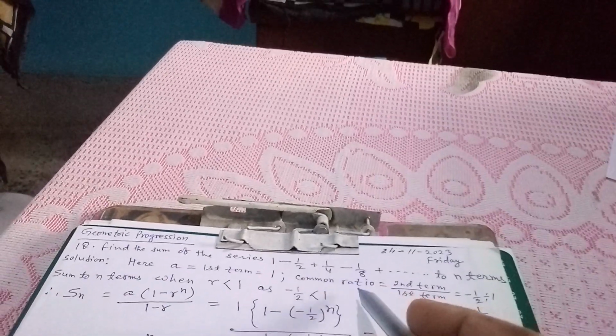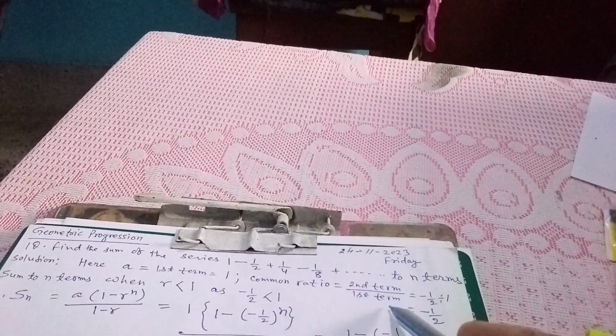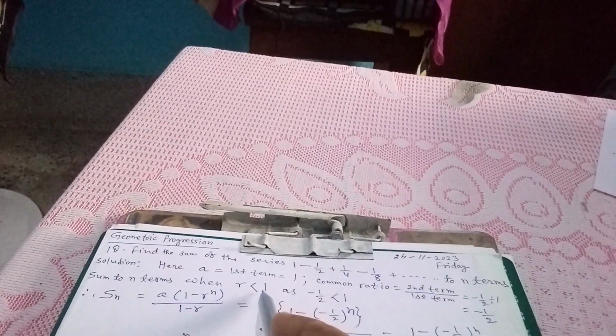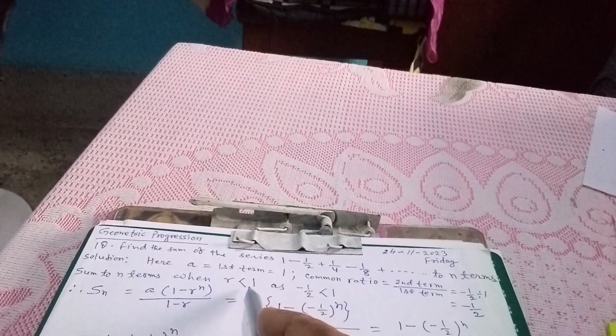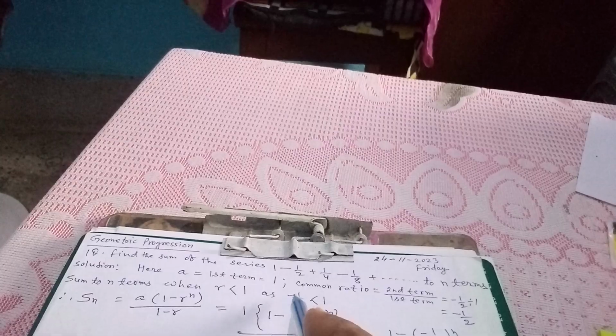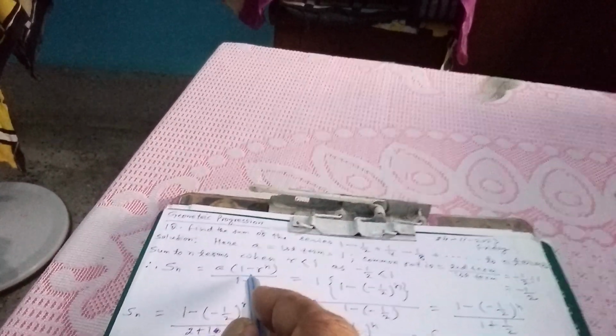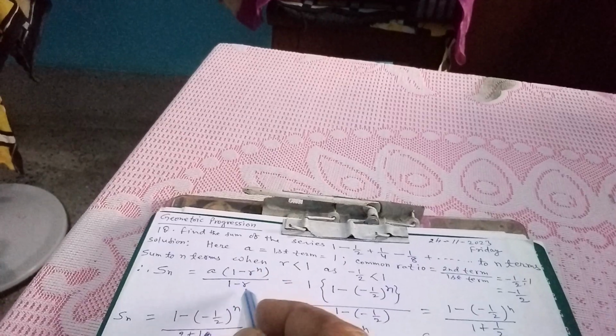Here we find a equals the first term, that is 1. Common ratio equals second term by first term, that is minus 1 by 2 divided by 1, equals minus 1 by 2. Sum to n terms when r is smaller than 1, that means the common ratio is smaller than 1. As here minus 1 by 2 is smaller than 1, so Sn equals a into 1 minus r to the power n by 1 minus r.